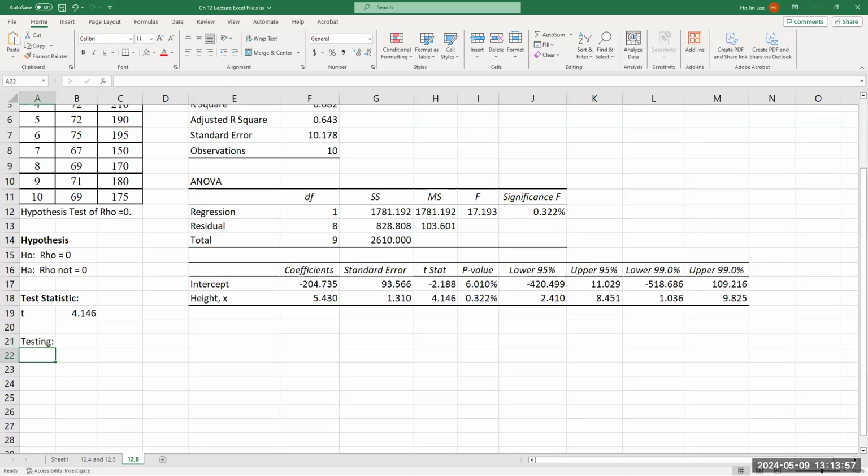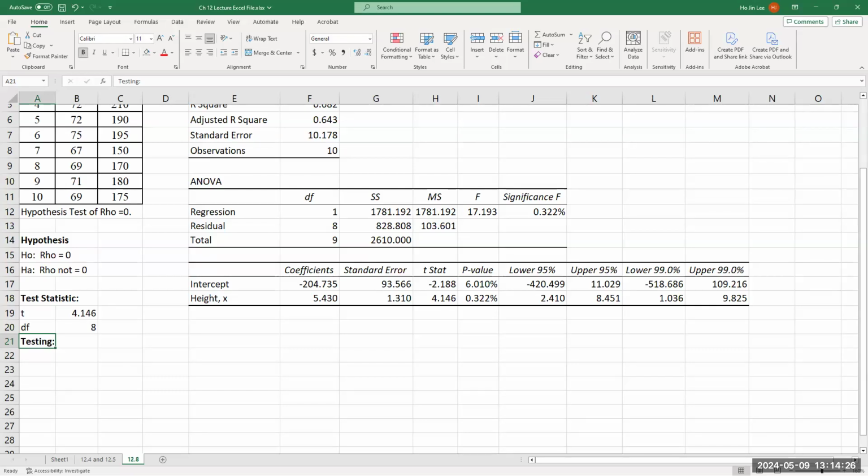And there's one thing we need to remember. Well, there's two things. One, we need to know the degree of freedom. The degree of freedom is equal to n minus 2. And the other thing is this is a two-tailed test. So we have to double the tail probability to calculate the p-value. So remember that. We've got to keep that in the back of our head.